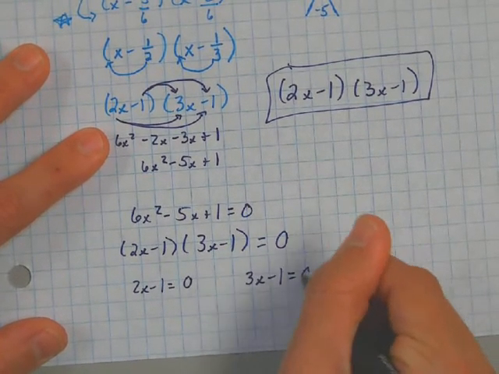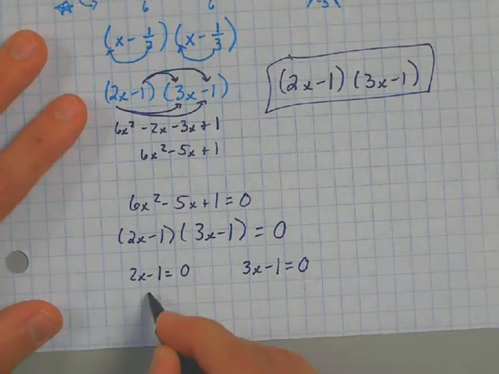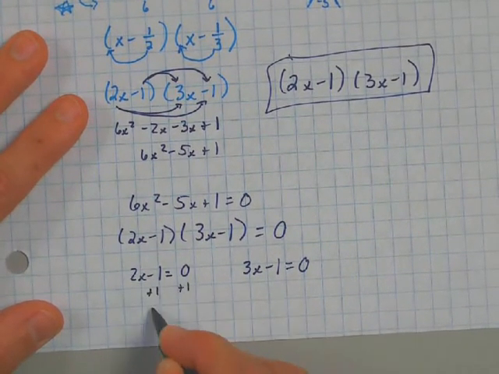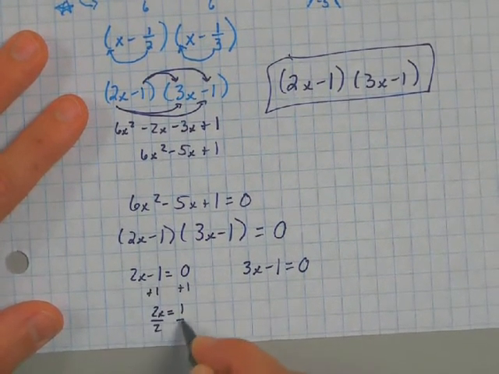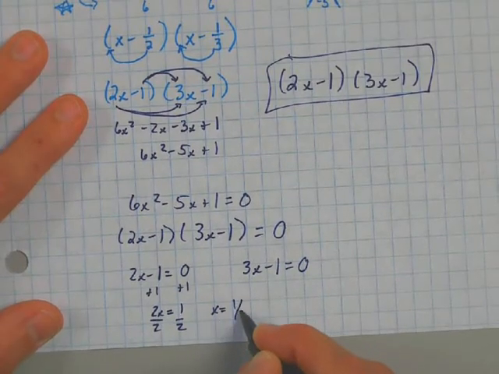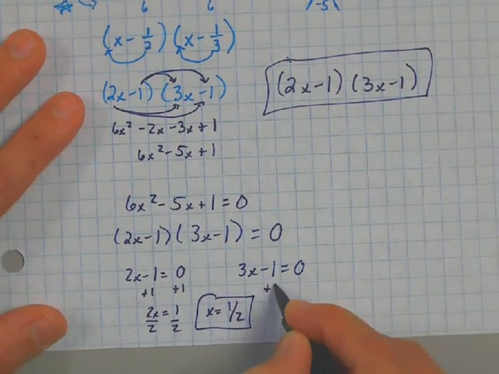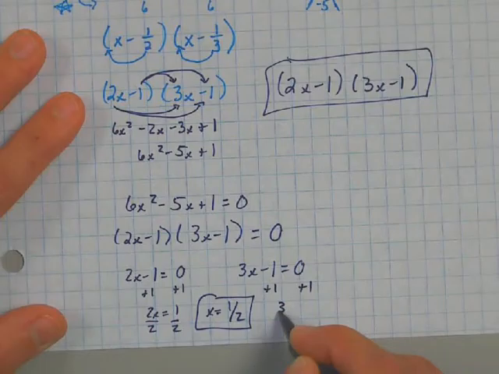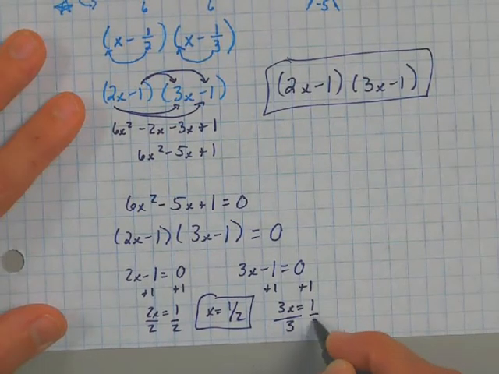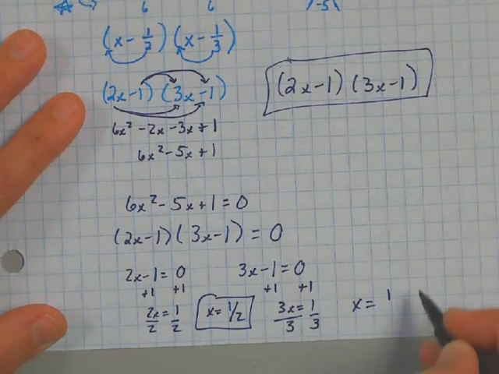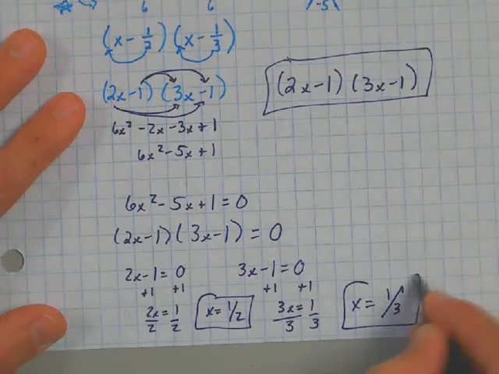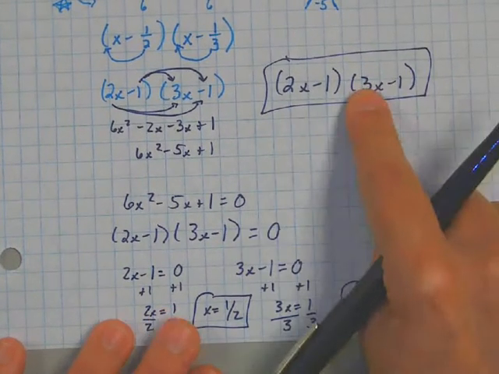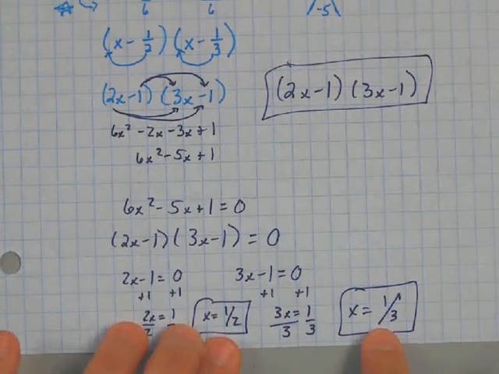These just take one more step. You add 1, then you divide by 2. So here you get x equals 1/2. Then you add 1 and divide by 3, so x equals 1/3. So factors, solutions. That is how we work with the a not being 1. Let's do another example.